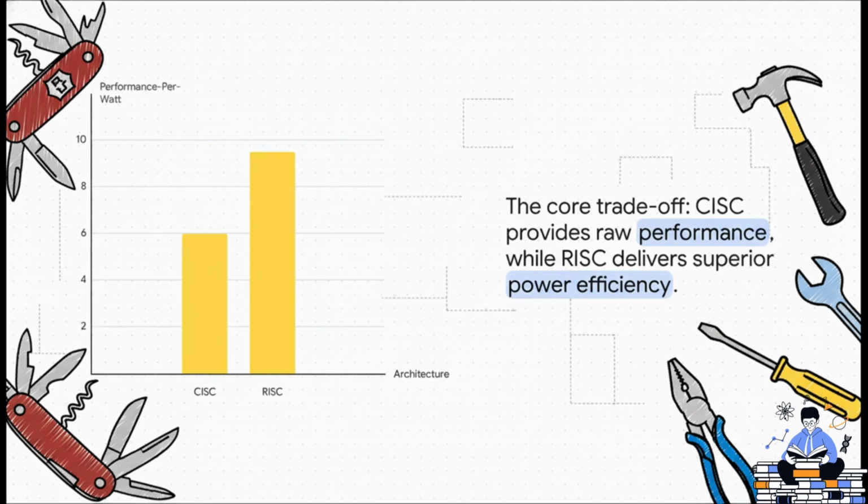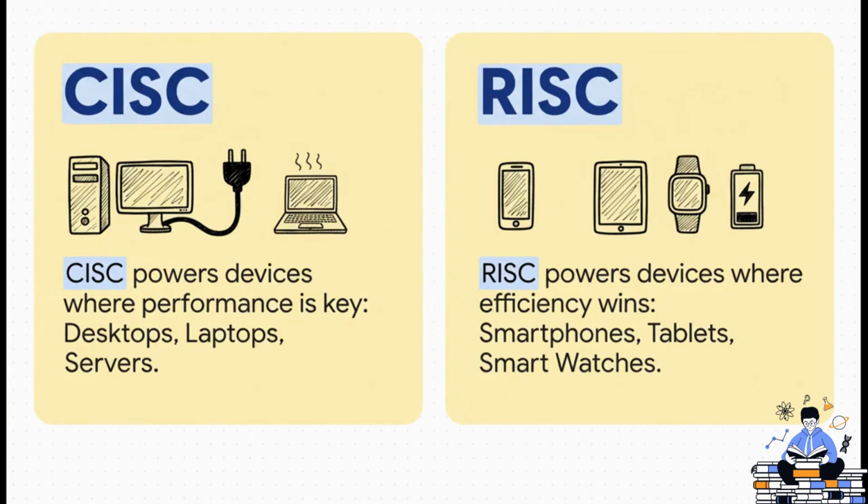But all that complex hardware, it eats up a lot of power and generates a ton of heat. RISC, on the other hand, is the absolute master of efficiency. It delivers incredible performance per watt, which makes it perfect for any device where your battery life is everything. And that trade-off maps directly to where you find these chips. Your power-hungry desktop gaming rig, your work laptop, that's almost certainly running a CISC processor, probably from Intel or AMD. But that device you're likely holding in your hand right now, your smartphone, your tablet, your smartwatch, that is the kingdom of RISC, totally dominated by designs that put battery life first.